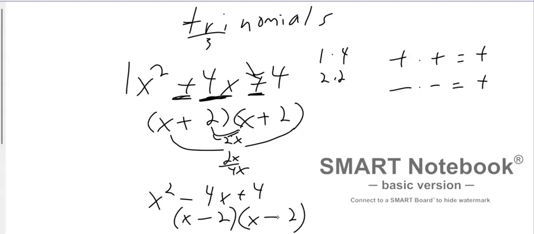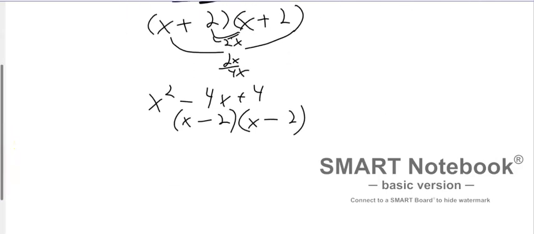Try one more of those. And remember, if at any point you're feeling like, oh, I get this section, you can fast forward. You're in control of this. Plus 8x plus 12.